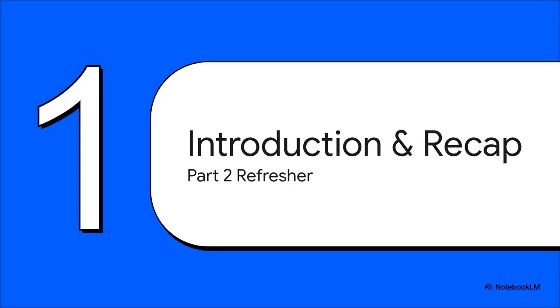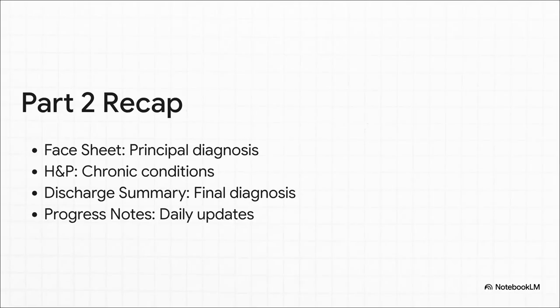All right, let's get right into Section 1, Introduction and Recap. If you remember from Part 2, we spent some time learning how to navigate the inpatient chart. Just as a quick refresher, the face sheet gives us our initial and principal diagnoses, right? Then the history and physical, or H&P, is where we spot those chronic conditions and risk factors. The discharge summary absolutely must match your final coded diagnoses perfectly for compliance. And those daily progress notes, well, they support the sequencing of all those conditions. These documents are essentially the core of your patient's clinical picture.